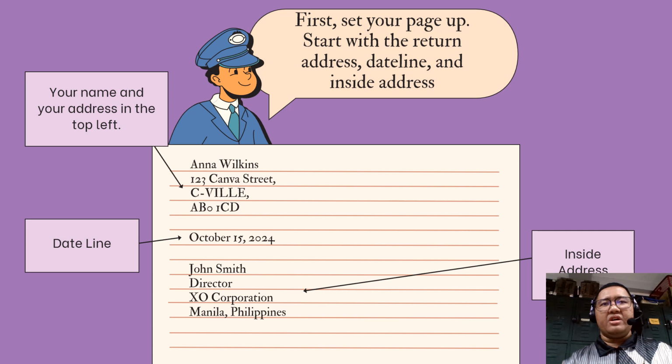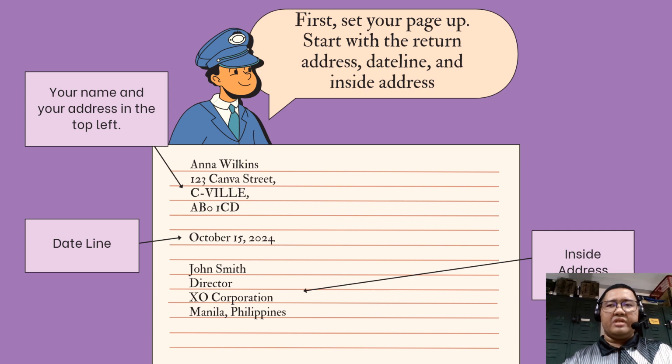So we have here in the upper portion the return address, where you will see your name, your address, and your phone number or your email should also be indicated in here. The date line indicates the date when you have written the letter.